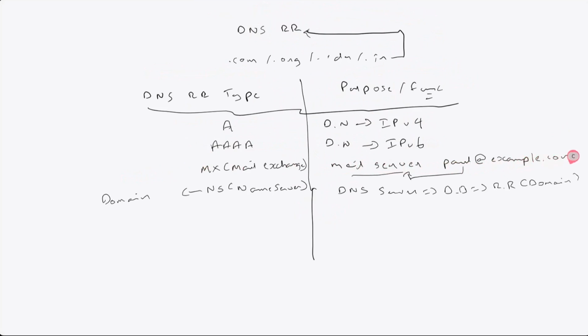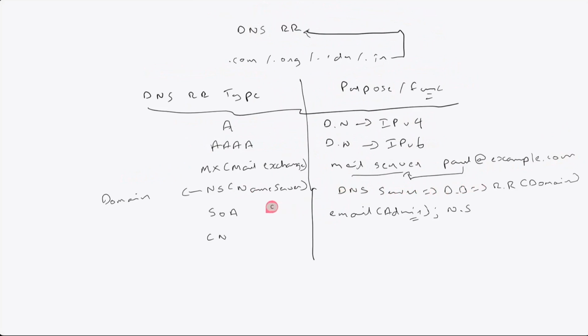Okay. The next one is going to be SOA, or start of authority, and the start of authority resource record type mentions information about the responsible authority for the given domain. So it could give information like what is the email address of the administrator of the given domain, right? And it's going to mention things like the name servers of the given domain.